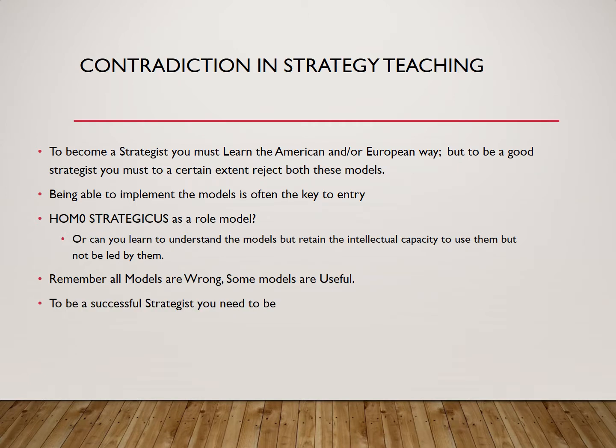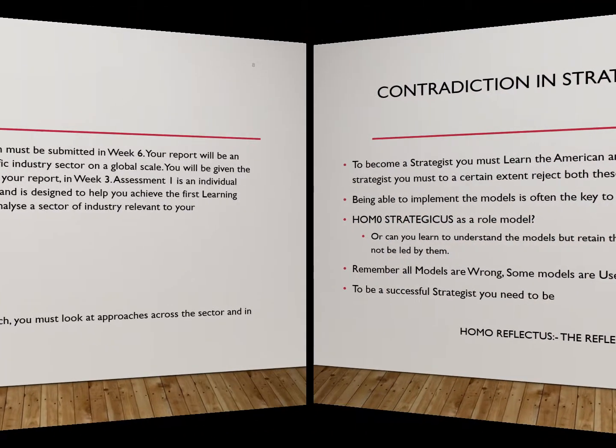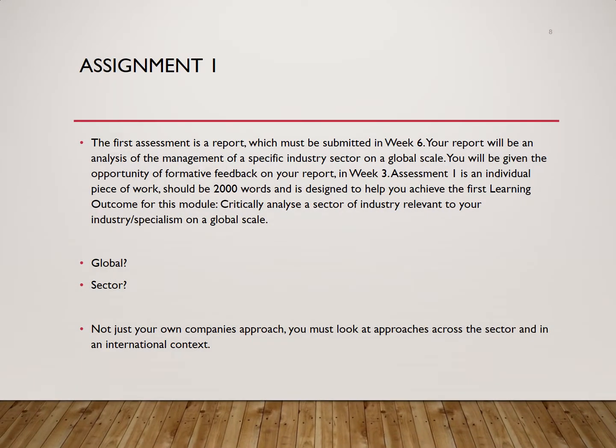So, to be a successful strategist, you need to be both Homo Reflectus, the reflective human, as well as Homo Strategicus, the strategic human. So you need to take on board this idea of being a reflective thinking practitioner. And to a certain extent, we're saying in the assignments, the first part of each assignment is Homo Strategicus. The second part is Homo Reflectus. We're trying to bring them together so you can see how both of them combine to make a good strategist.